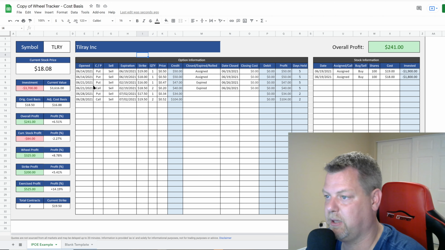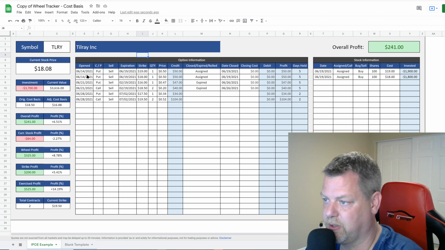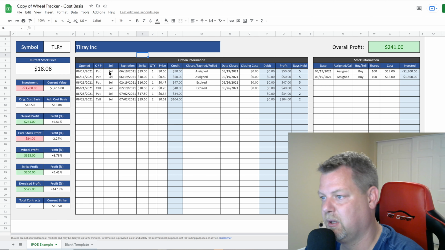All right, so getting right into this. On Tilray, I'm opening every position on Monday and just opening it up for the week and letting it expire. So my first day, you can see I opened up June 14th. Expiration was that following Friday. They're puts because I was just starting off, so I had cash covered puts. They were a sell.